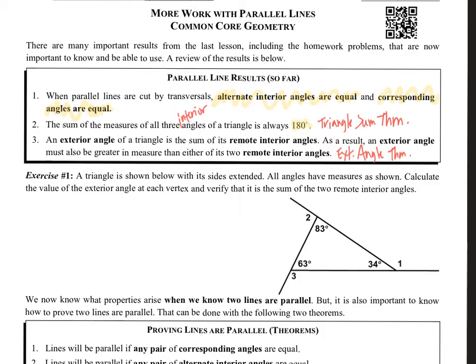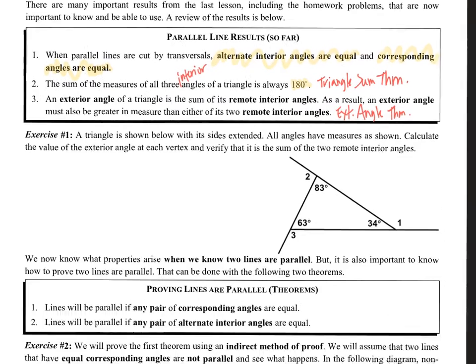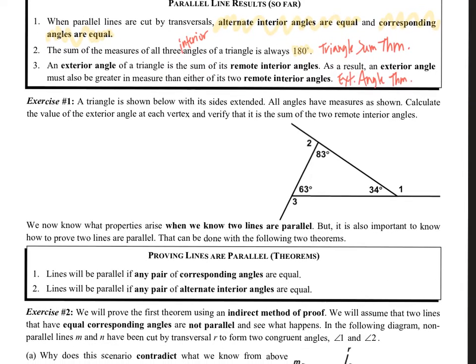So let's go through a couple exercises to kind of expand on that knowledge that we've built upon in our previous lesson. So our first exercise here says a triangle is shown below with its sides extended. All angles have measures as shown. Calculate the value of the exterior angle at each vertex and justify that it is the sum of the two remote interior angles. So it looks like we have a few different angles going on here, right? So we first have angle 1, we have angle 2, and we have angle 3.